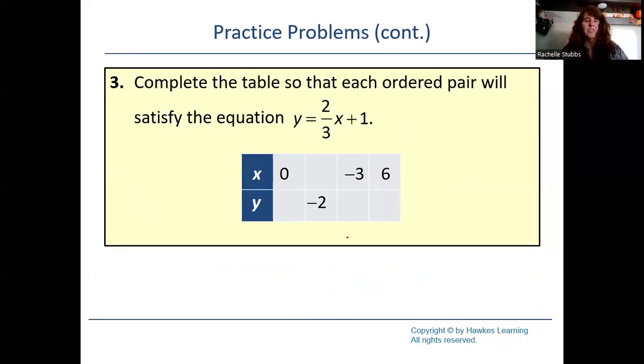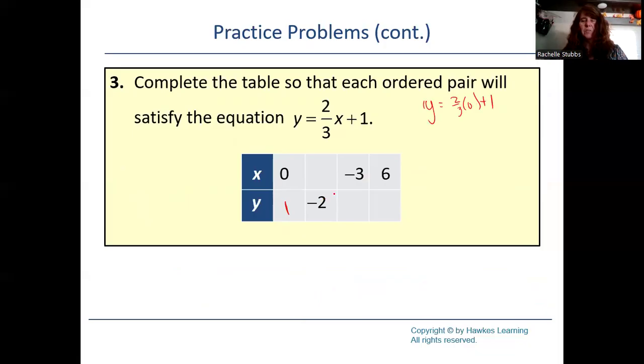One last one, fill in this chart. All right, so if I put 0 in for x, y equals 2/3 times 0 plus 1. Well, 2/3 times 0 is 0. So y equals 1. So I could put a 1 here.